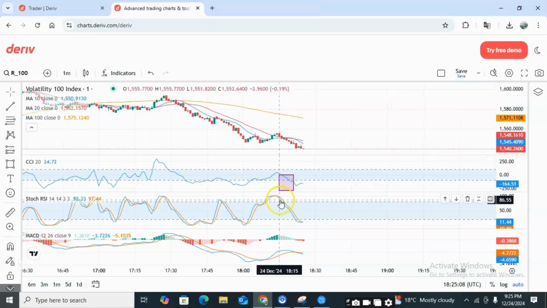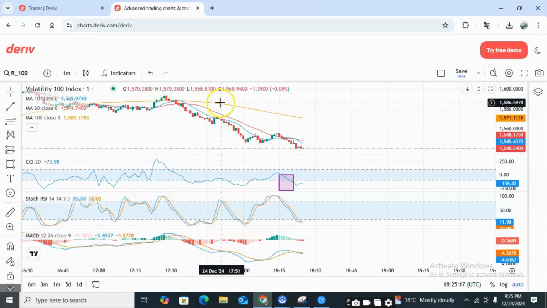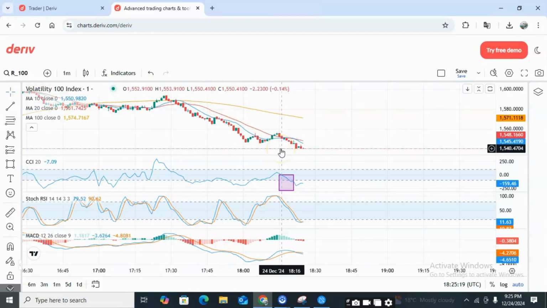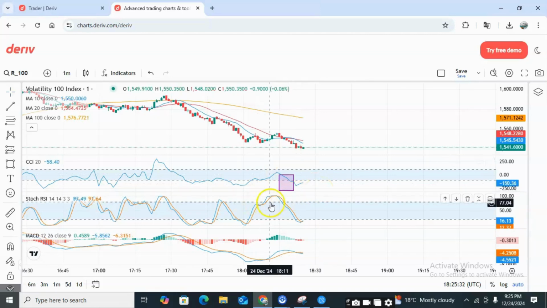The same goes for RSI. So for our entry point, this is what we are going to look for. We are going to look at the EMA. The EMA has to be showing a down trend, and also the candle forming should be red. CCI should be facing downwards without bends, and for stochastic RSI, the lines should be meeting and also going down.